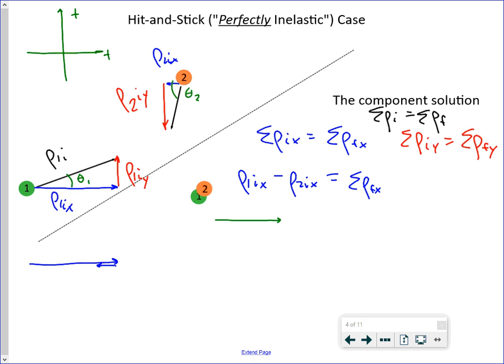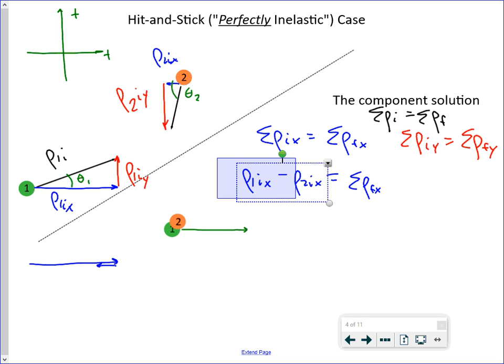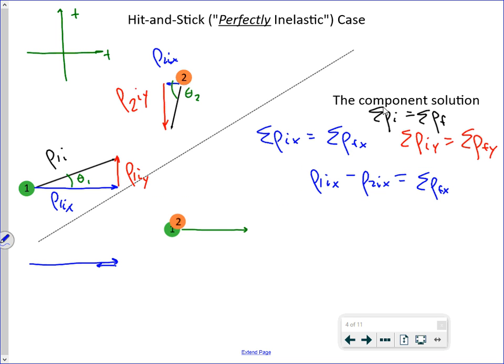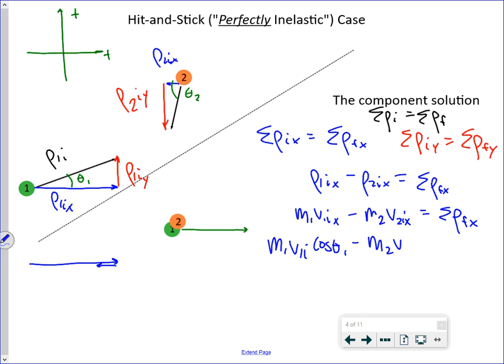So in the end, this system has a horizontal component of momentum that looks like that. And what we really do here is say, let's see, P1 initial X, that's M1 V1X. This is M2 V2X initial. And I would say something like M1 V1 initial cos theta 1, M2 V2 initial cos theta 2.